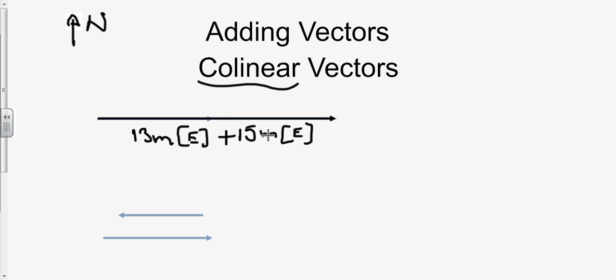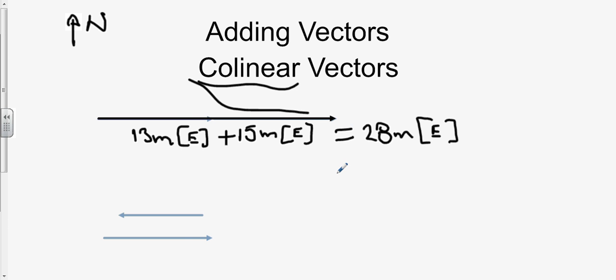And so what is the result here? Well, that result is equal to 13 plus 15, 28 meters. And what's my direction? East. So notice, very straightforward, it just ended up being the addition of those two vectors as if they were scalars. Okay?